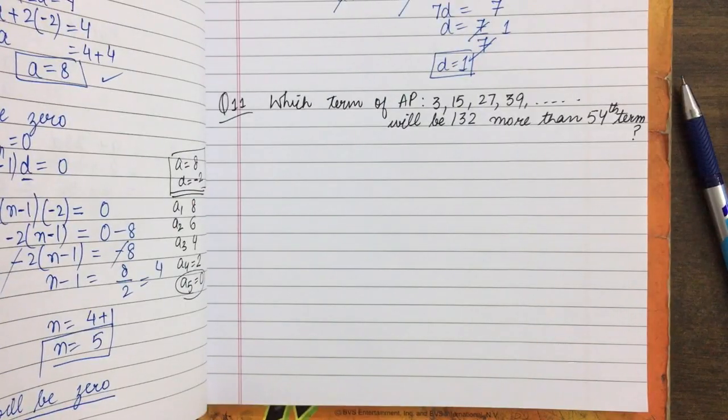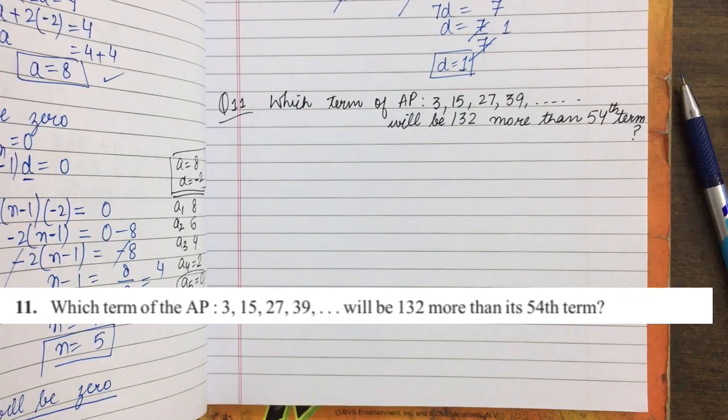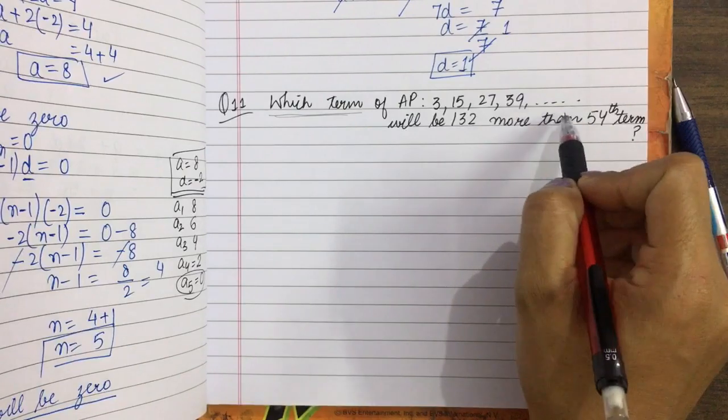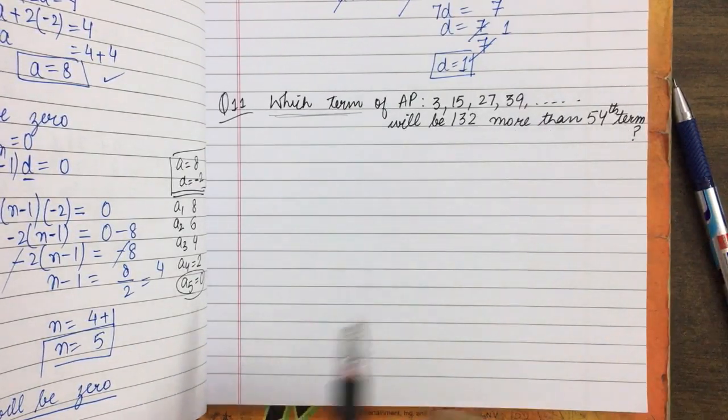Let's look at question number 11. Which term of the AP will be 132 more than its 54th term? So I've just written the question here. They are saying there is a term in this AP. They have given the AP. It will be 132 more than the 54th term.